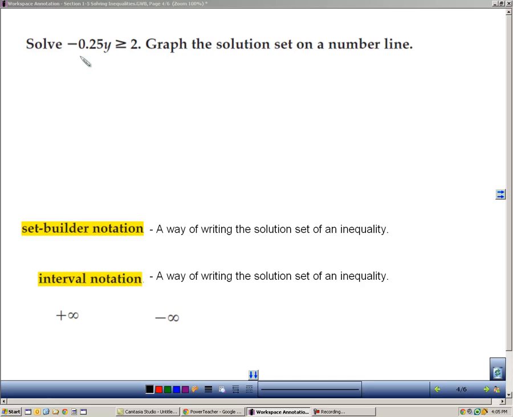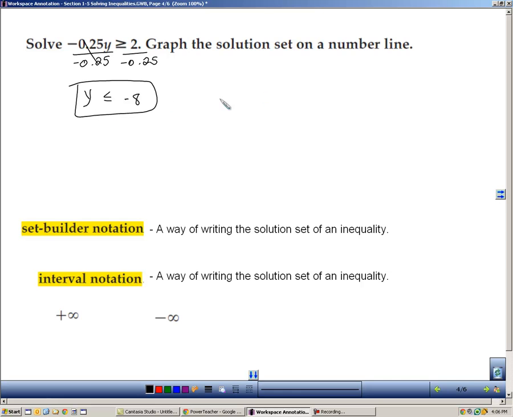So here you see an example using the division property. The negative 0.25 is connected with multiplication, so we will divide both sides by it. We end up with a y on the left side. Now 2 divided by 0.25 is an 8, and because there's one negative, it's going to be a negative 8. But the more important step is to reverse this symbol because we divided by a negative number.